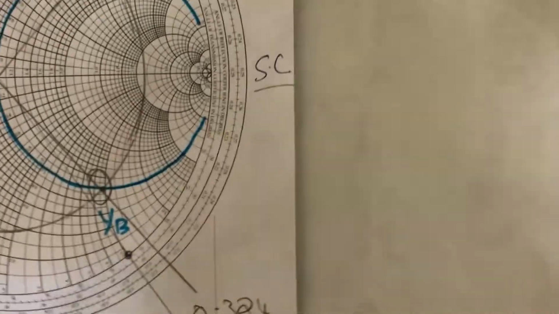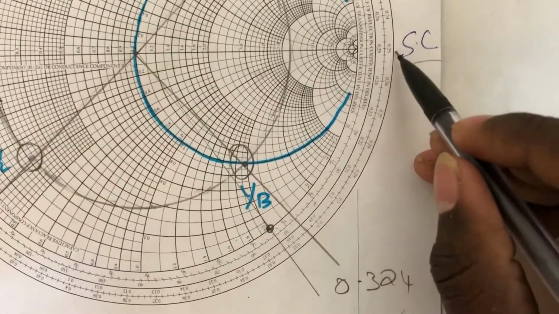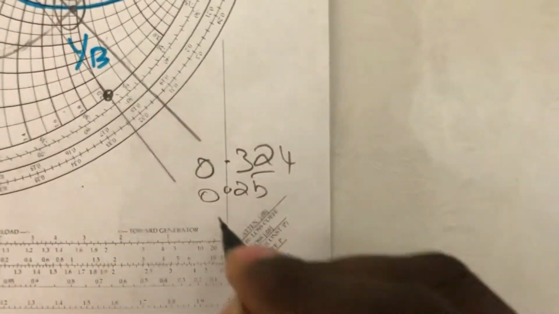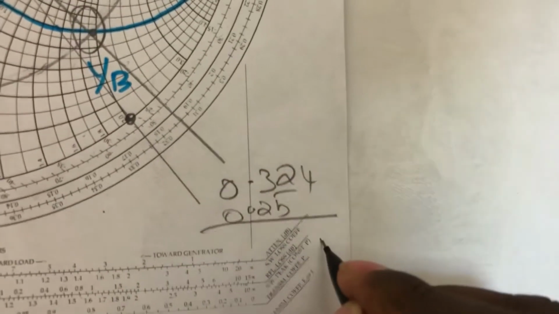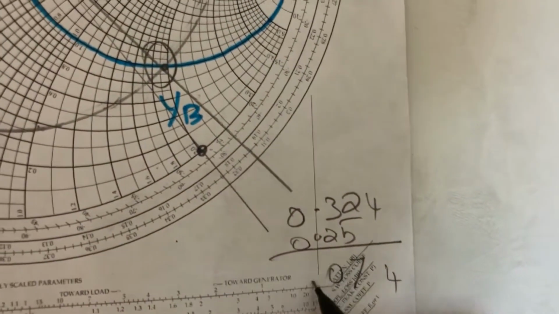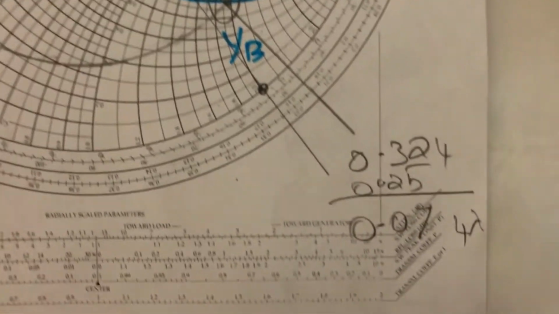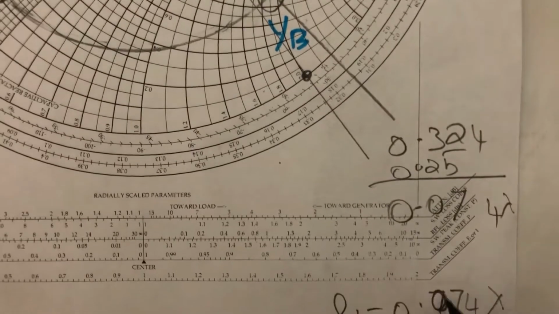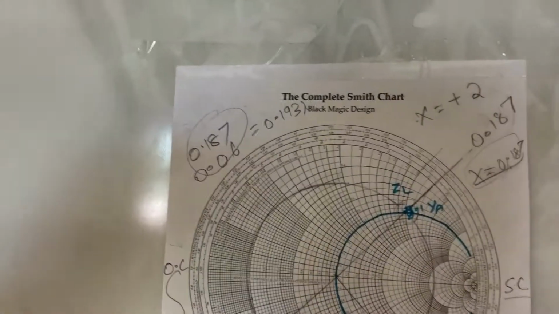0.324. Now this is a short circuit, so look at the chart again. We need to make it a short circuit. Short circuit is at 0.25, so the difference would be 0.074 lambda. So this is going to be the length of the stub, and 0.193 is going to be the distance of the stub.